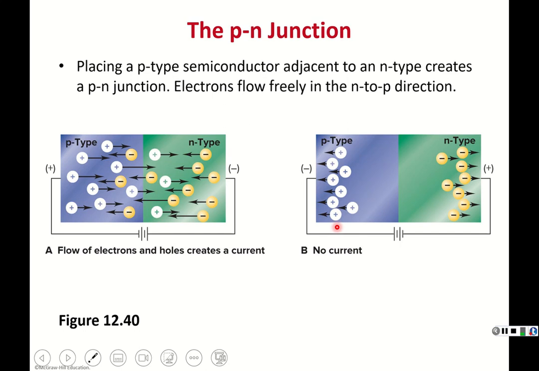So if you place a p-type semiconductor next to an n-type semiconductor, you form a p-n junction. And in this p-n junction, electrons flow freely from the n to p direction. Okay, so the negative type semiconductor, those electrons can flow freely to the positive type semiconductor.